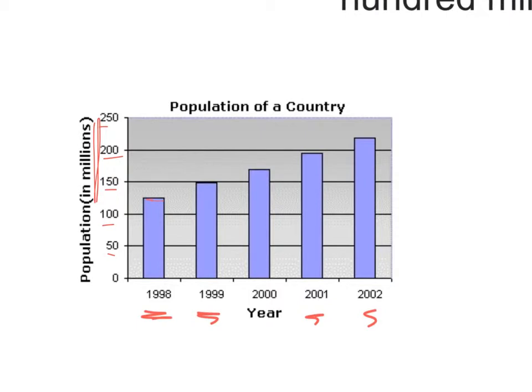Let's look at this first one in 1998. I see that it's halfway between 100 million and 150 million. Well, that space is 50 million, which I'm just going to write as 50 mil. Now, half of 50 is 25, right? So half of 50 million is 25 million. So now I know what the halfway point is right here, and I would be at 125 million.